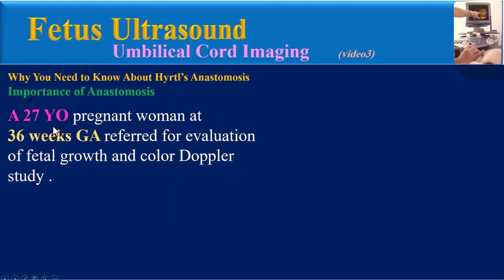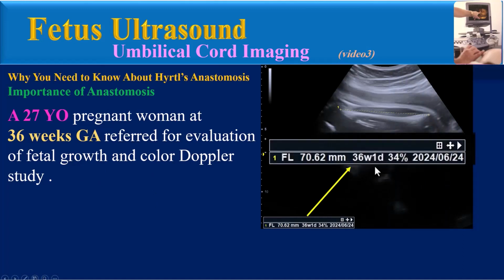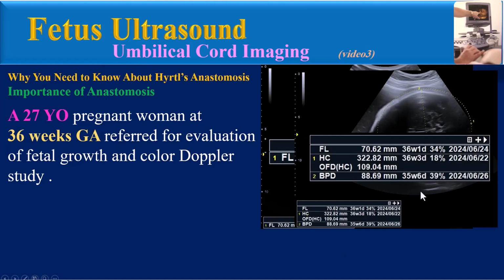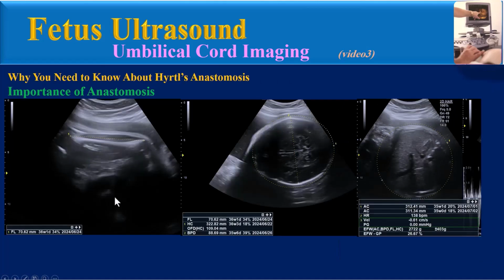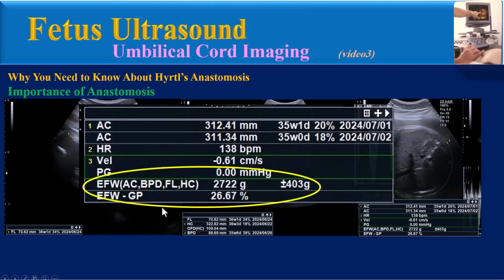A 27-year-old pregnant woman at 36 weeks gestational age was referred for evaluation of fetal growth and color Doppler study. As you can see in this image, the femoral length was normal. Head circumference and also biparietal diameter are in the normal range. The abdominal circumference was also normal. So, we have a fetus which is appropriate for gestational age, and there is no evidence of fetal growth restriction or small for gestational age.